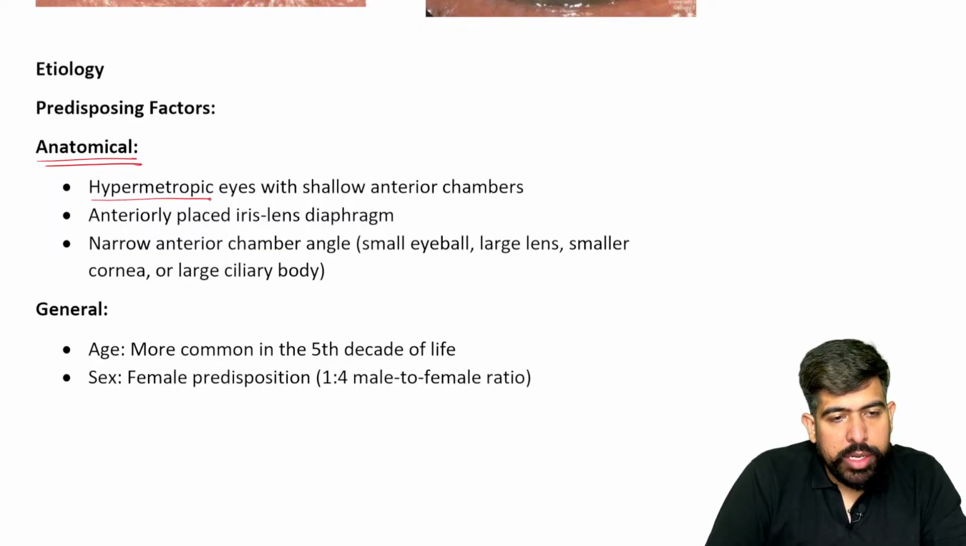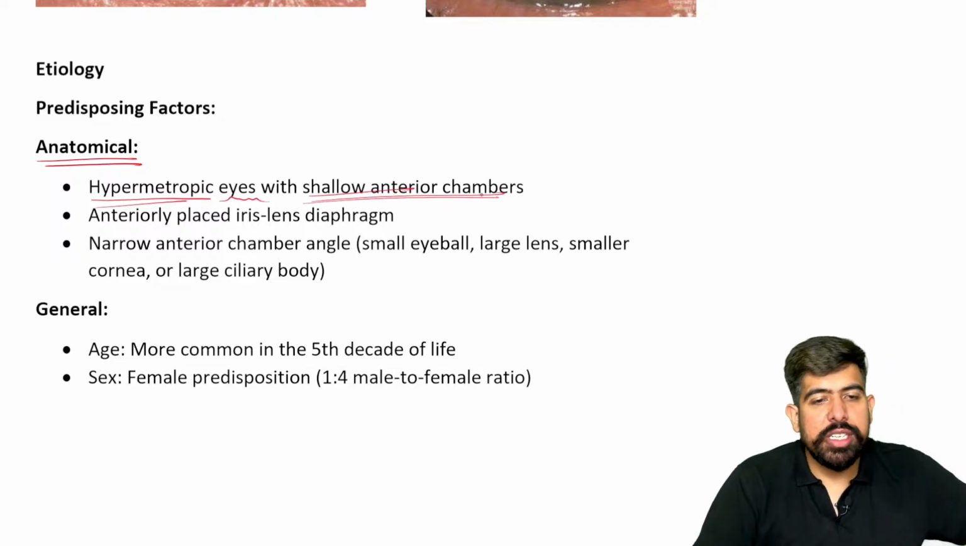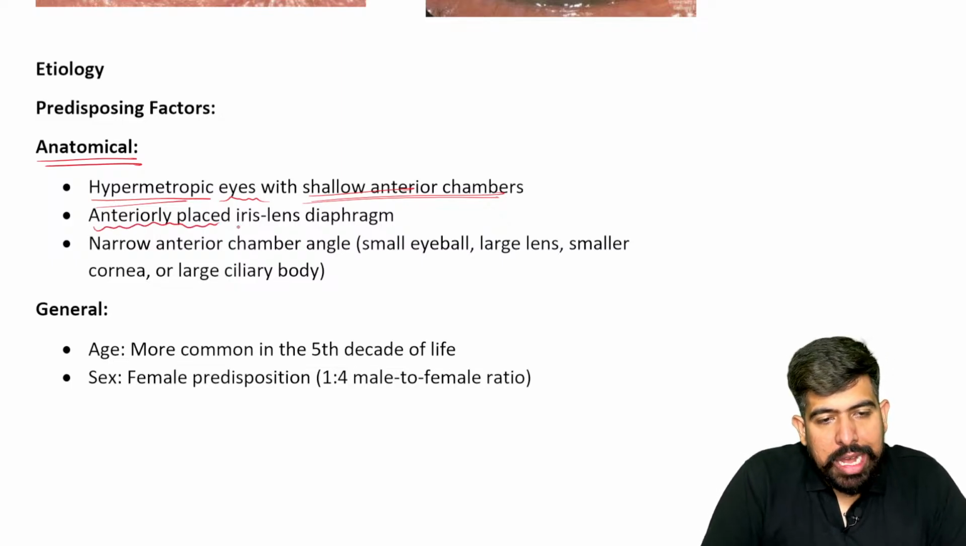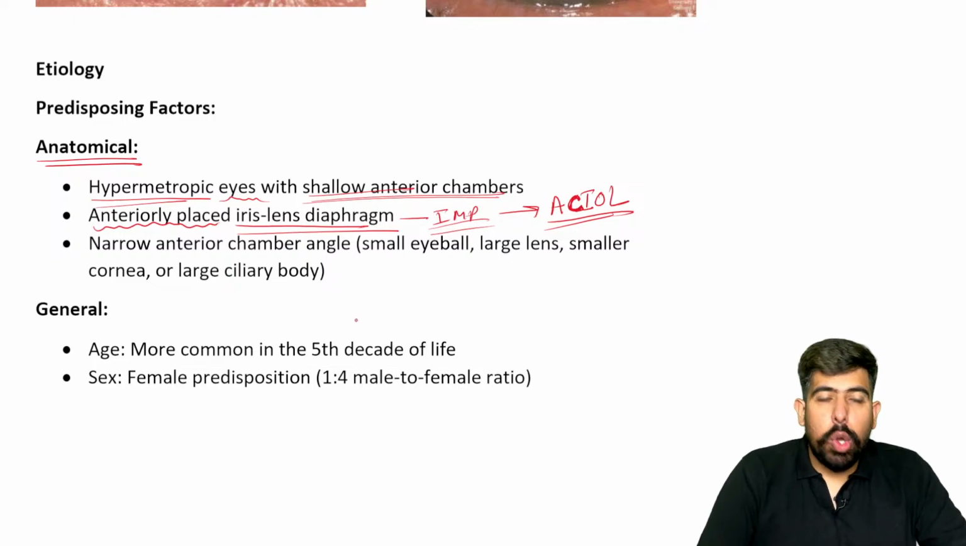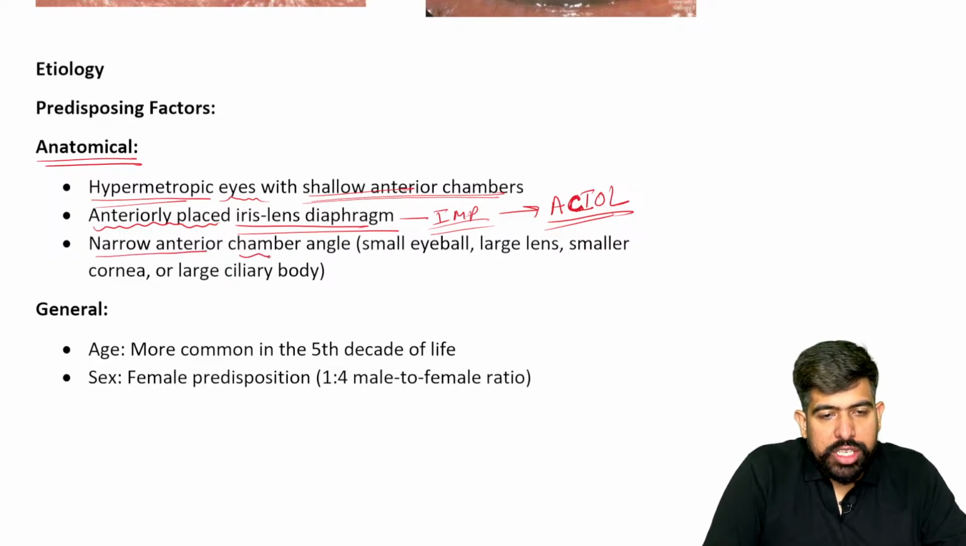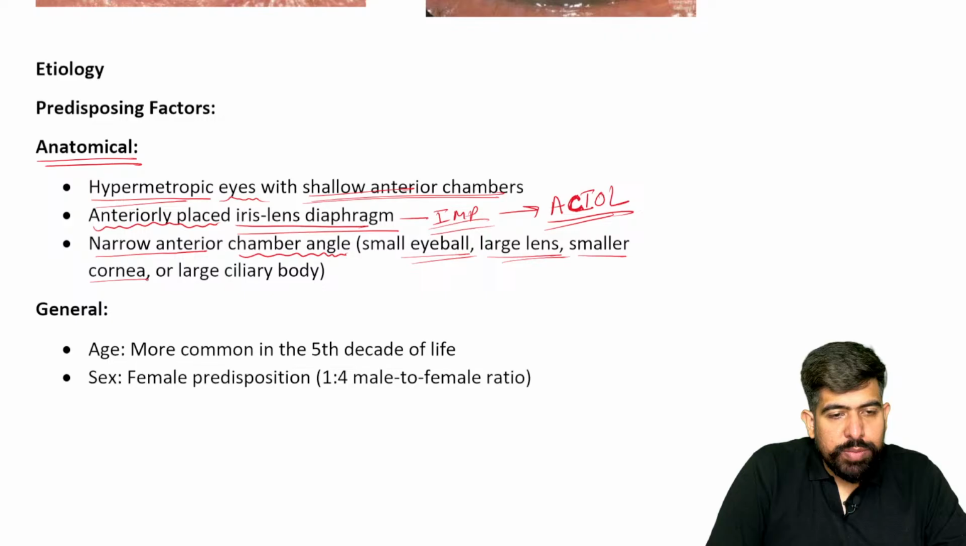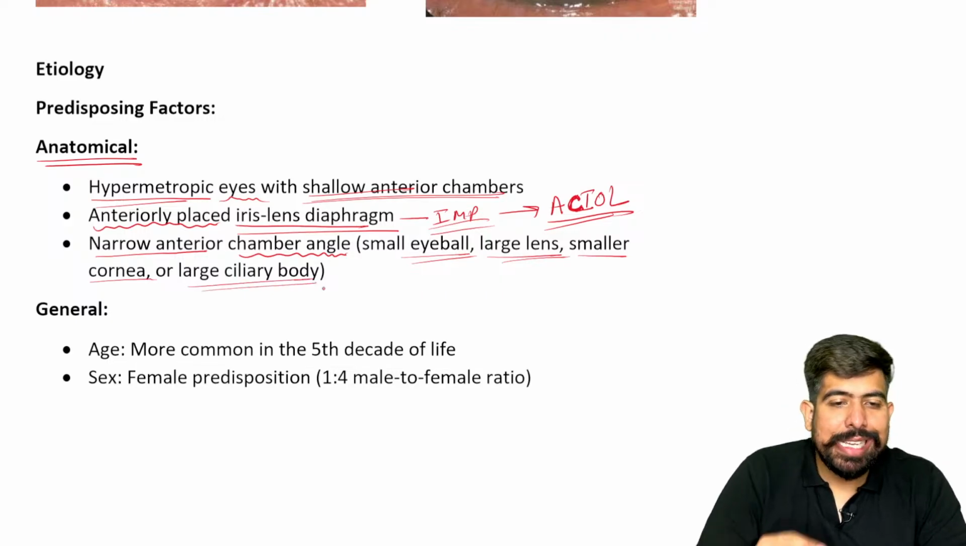The patient has hypermetropic eyes or shallow anterior chambers and an anteriorly placed iris-lens diaphragm, right? This is important. ACIOL, anterior chamber intraocular lens implantation, can also cause it. Also, narrowing of the anterior chamber angle, like a small eyeball, larger lens, smaller cornea, or larger ciliary body, can do this.